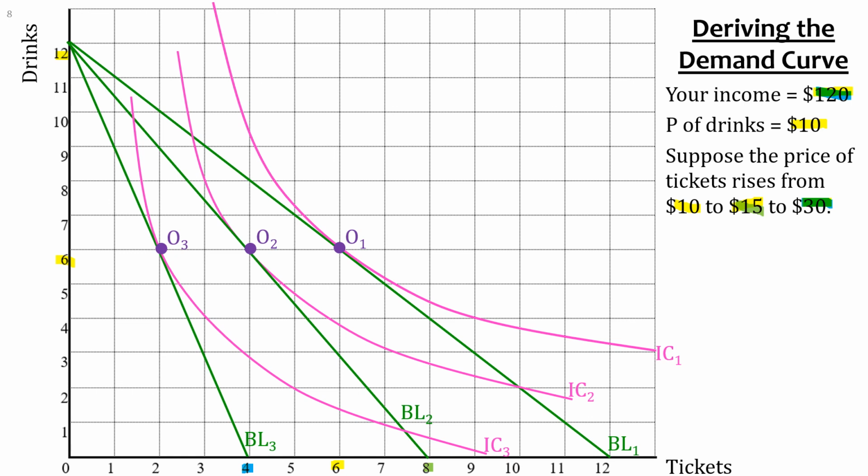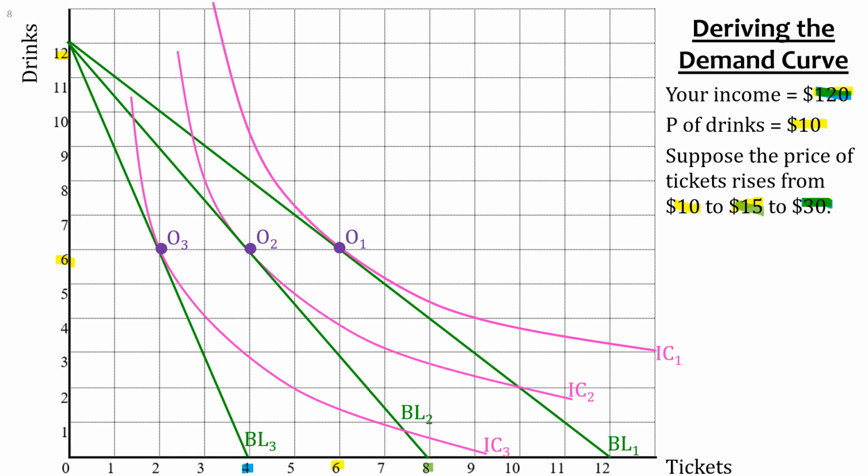So if you notice here, the quantity consumed of tickets goes down, which makes sense. When the price of something goes up, the quantity goes down, right? Now this graph is kind of confusing. It's kind of like a mess. But if you do a large wide graph, it shouldn't be that bad.